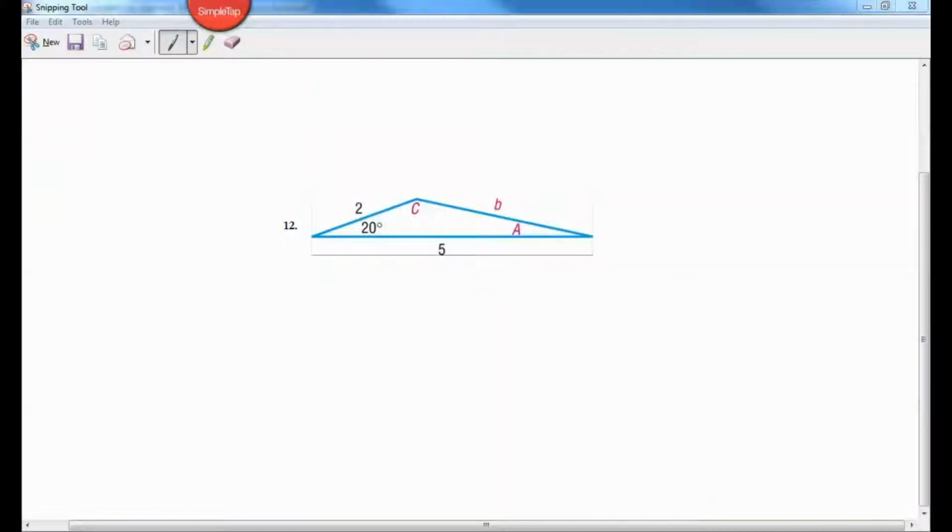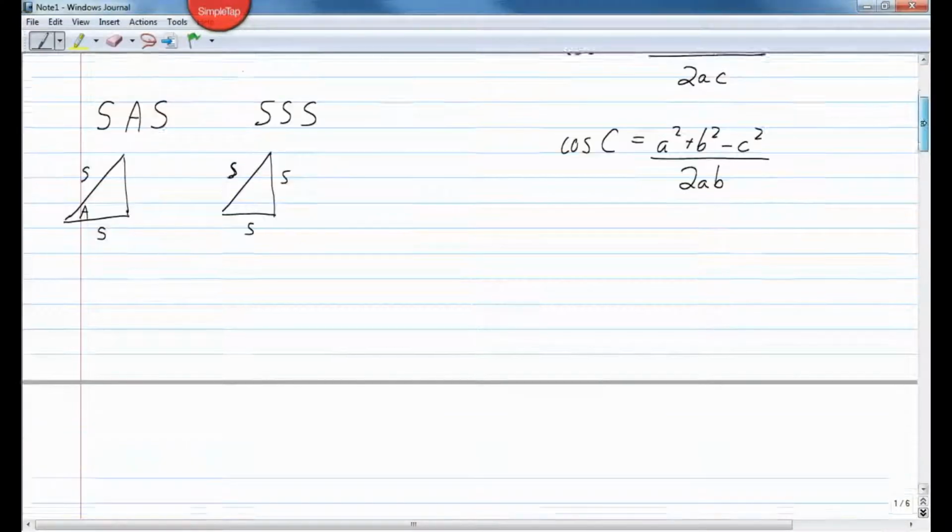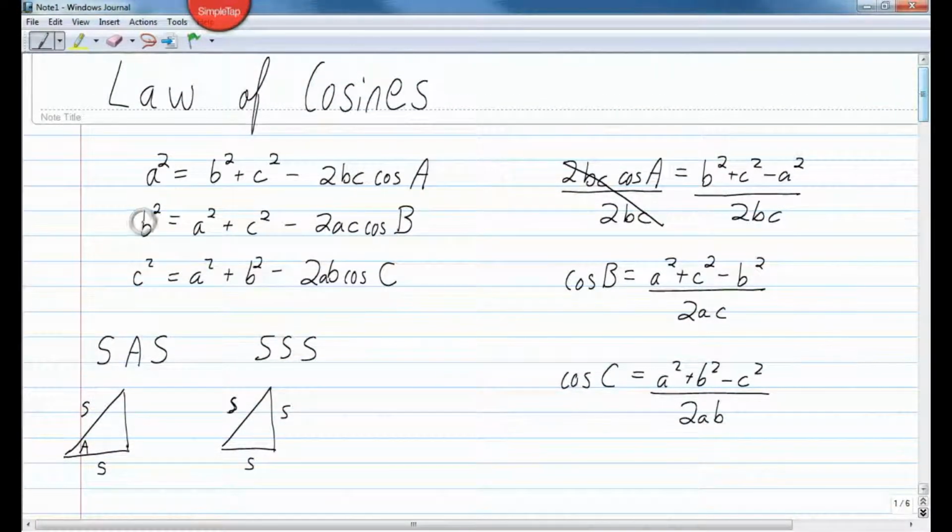Alright, so this is a side angle side triangle. If we want to solve for, you can solve for any of these, but let's solve for side B. We don't know that, so let's go ahead and solve for it. Look for your law of cosines formula that has B squared equals. This is the formula we're going to use to solve for side B.